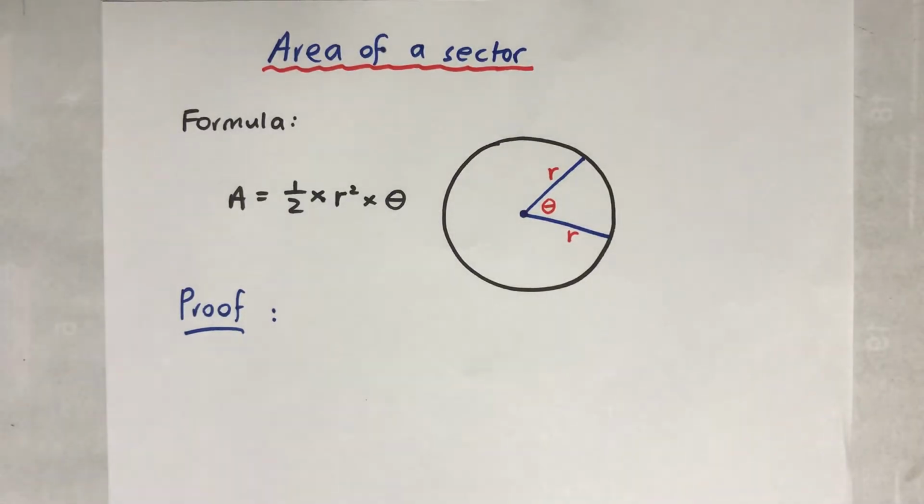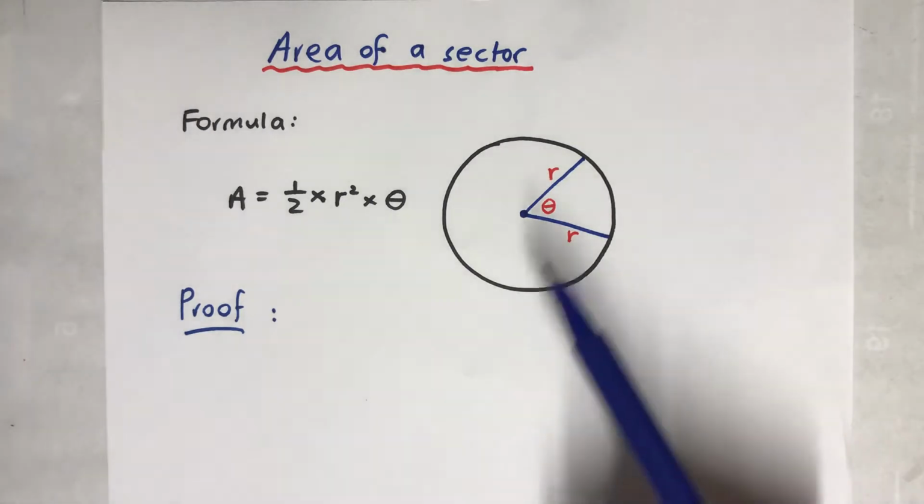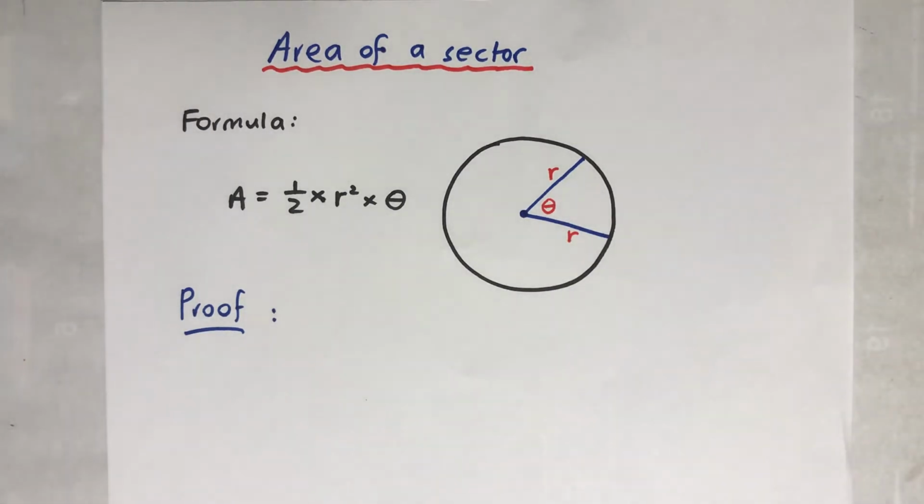Okay, area of a sector. The formula of the area of the sector is half times r squared times theta, the angle right there. The theta is in radians, so make sure you check that before you do the calculation. All right, let's do a little bit of a proof here.